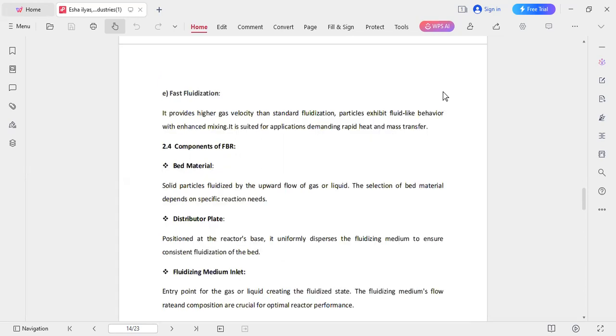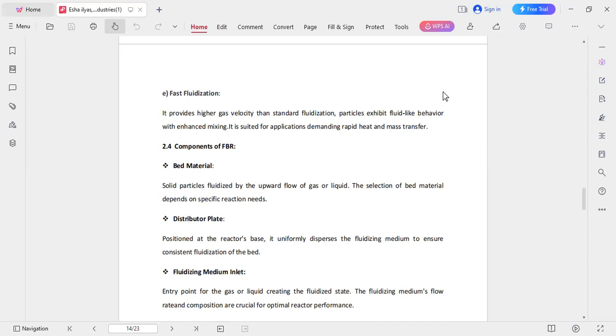Number five, fast fluidization. It provides higher gas velocity than standard fluidization. Particles exhibit fluid-like behavior with enhanced mixing. It is suited for applications demanding rapid heat and mass transfer.